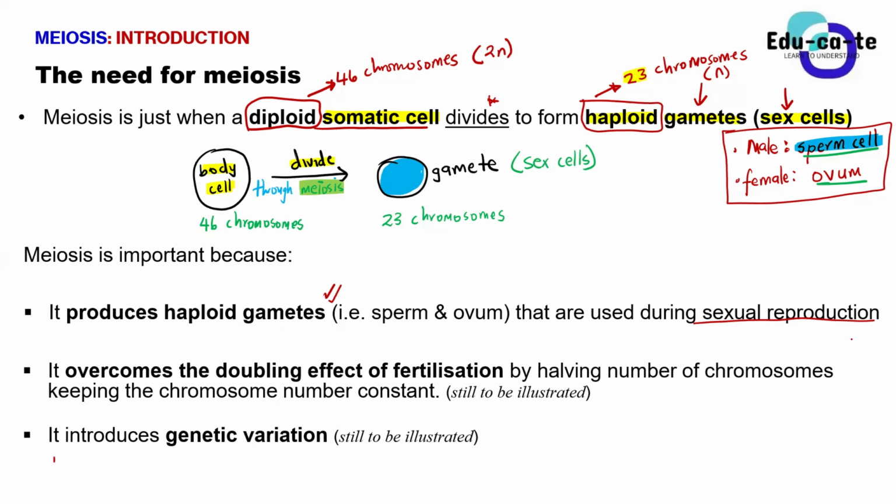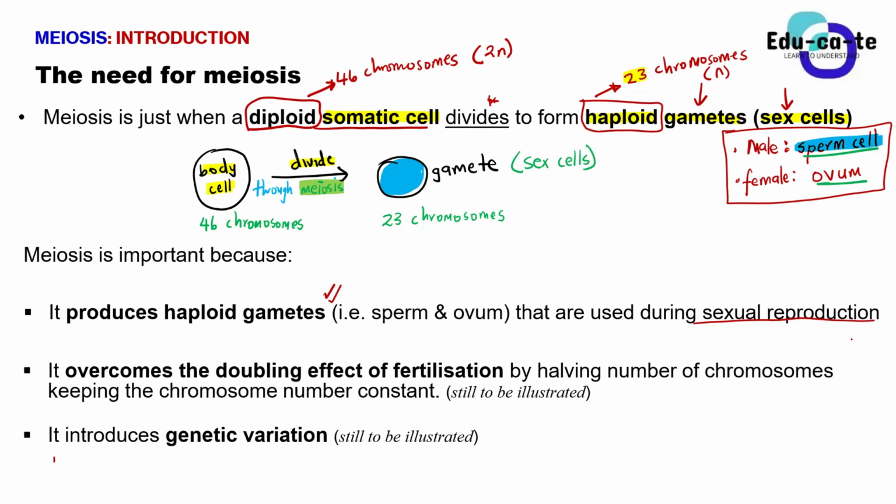In fact, life cannot exist if we don't have meiosis, because meiosis is the one that produces our what? Our haploid gametes, or our sex cells. Are we together?